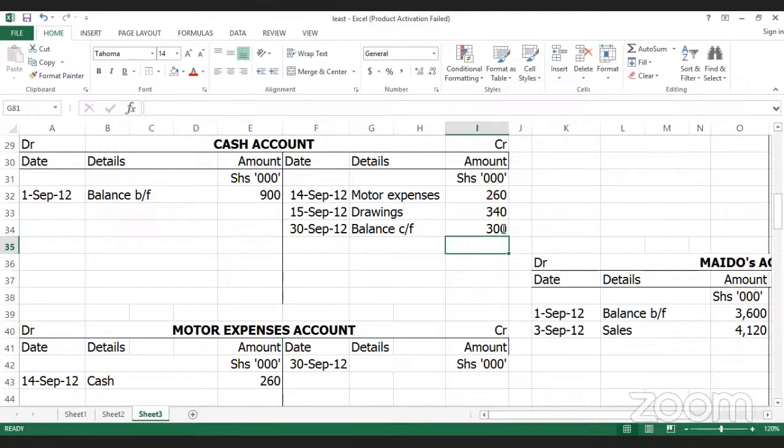Now we can put the totals. Now the totals should be on the same level. Don't forget that. Totals should be on the same level. So now we have a 300 on either side of the account.